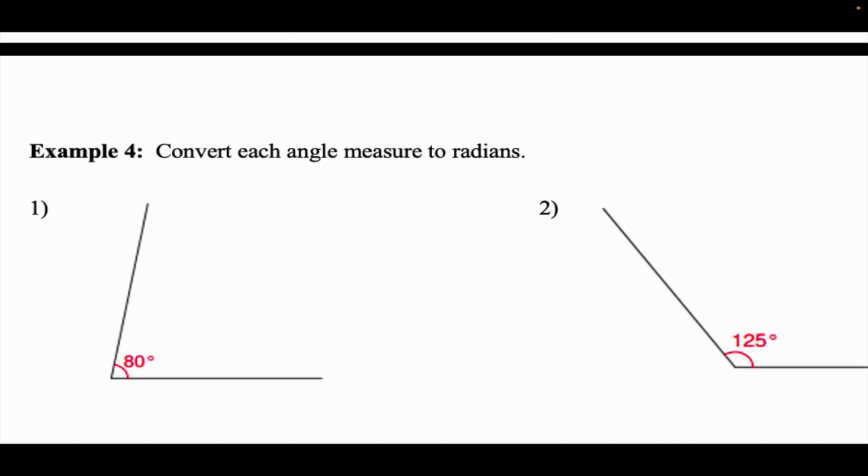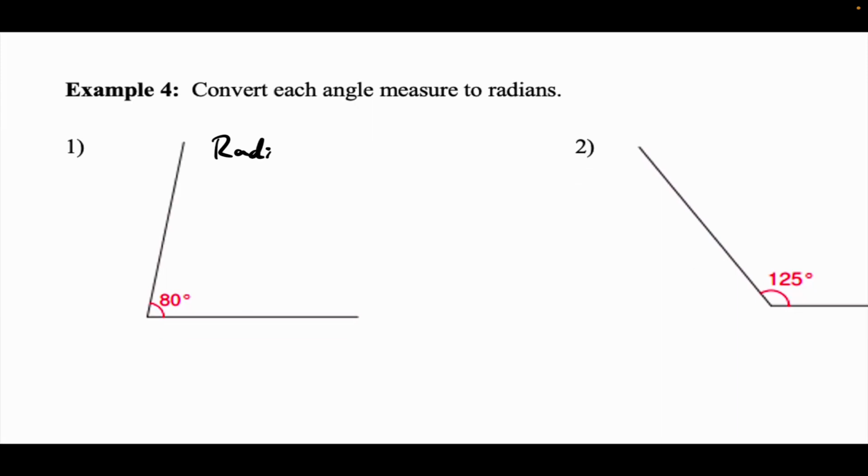Okay? So let's set it up. The top formula says radians equals, parentheses, pi over 180 degrees times the degrees. I know degrees for this one, it's 80. So that's where 80 is going to go. Degrees. So I need to multiply the fraction times 80. How do I multiply a fraction times a non-fraction? You have to make it a fraction.